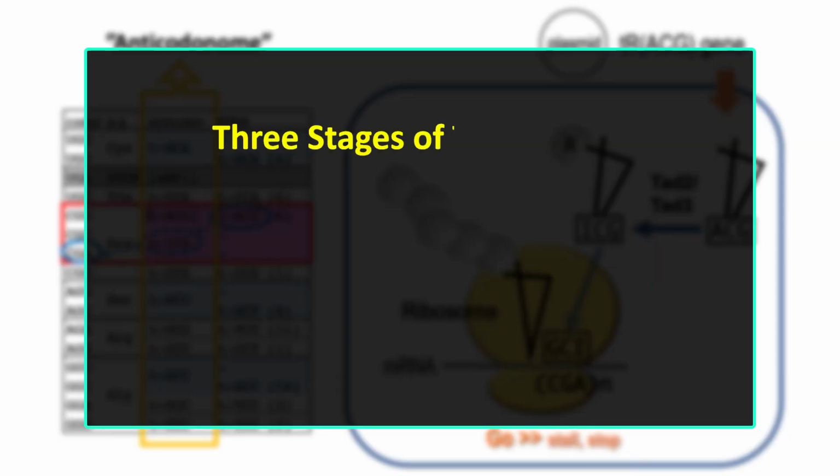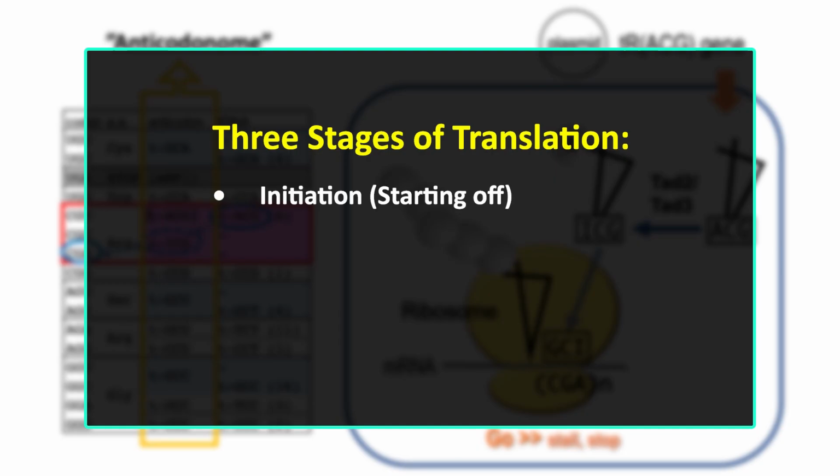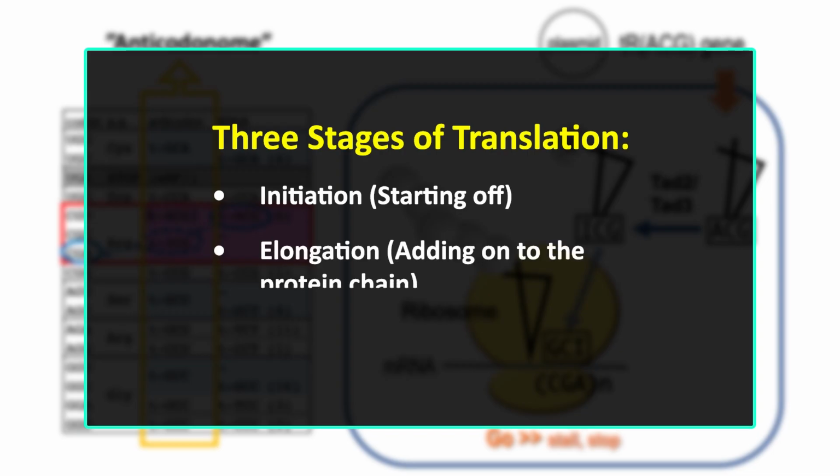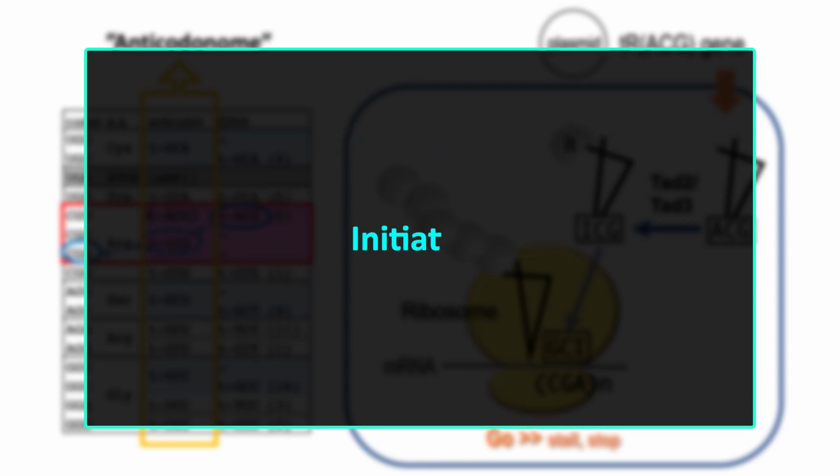To see how cells make proteins, let's divide translation into three stages. First, the initiation, that is the starting of the protein synthesis; elongation of the polypeptide chain, that is adding on to the protein chain; and the termination, that is finishing of the protein synthesis process. So, getting started with the initiation.